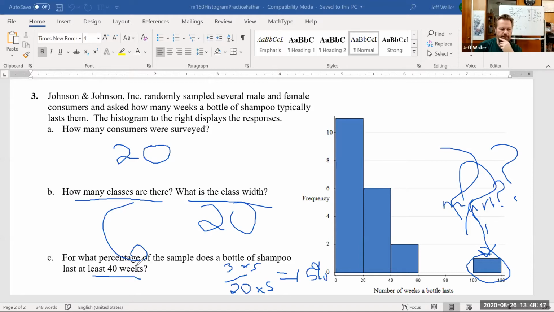So again, part C. To figure out the percentage of anything, I have to know how many match that thing. How many match at least 40 weeks? 2 people, 1 person, 3 total people. Out of how many total? 20. So 3 out of 20 is 15%. Is that all right? If I want to know the percentage of left-handed people, I got to know how many left-handed people divided by how many total people. Bam.